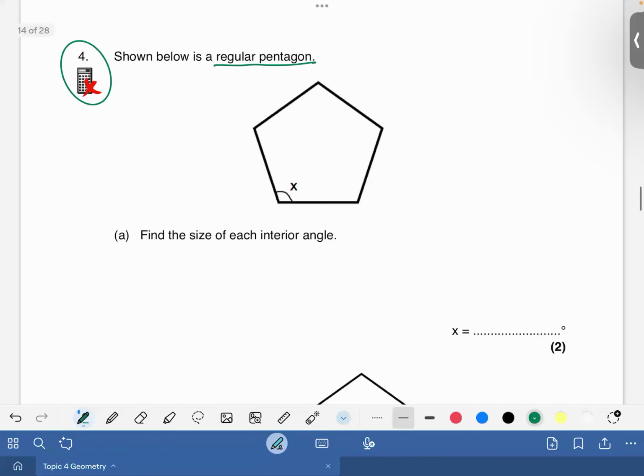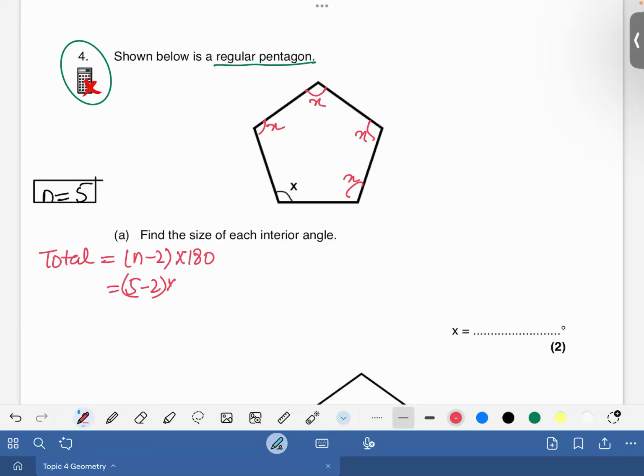Okay, let me do it. This question also has a part B. Shown below is a regular pentagon. So regular pentagon means, Arsalan, that there are 5 sides and 5 angles are equal. So can I say that all the angles will be x, x, x? Agree? Yes. So beta, we are familiar that the total would be n minus 2 times 180. Do you copy? Yes, sir. So 5 minus 2 is 3, and 3 times 180 would be 540. Agree?